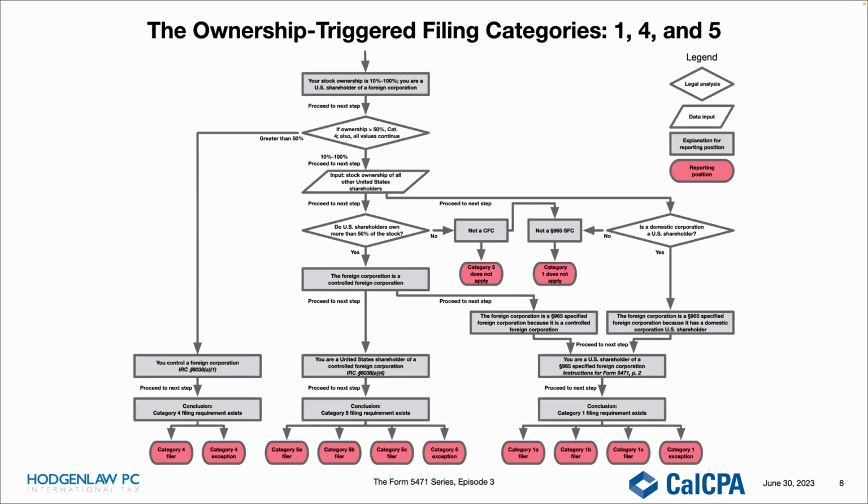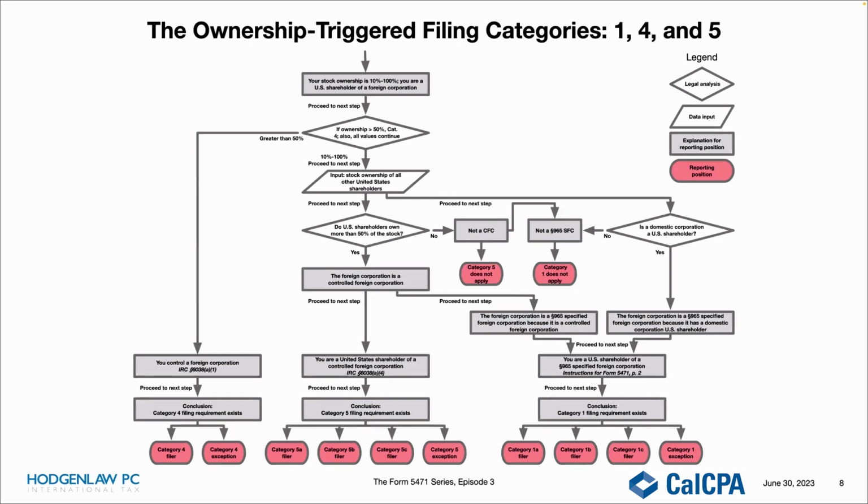And the gray boxes here are my little explanation to myself. Where am I right now? And the little sort of pink pills, these are my reporting positions. And reporting position is a phrase that has immense and important meaning to those of us who sign tax returns. This is why I am preparing the tax return in this way. I am a category 4 filer. Boom. Okay, now I'm going to do everything that Form 5471 tells me to do for category 4.